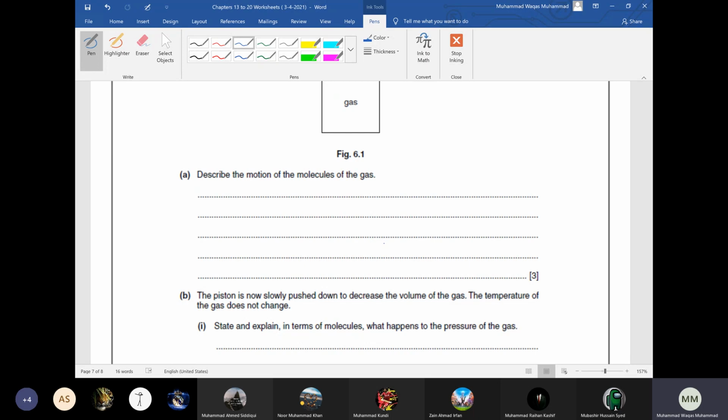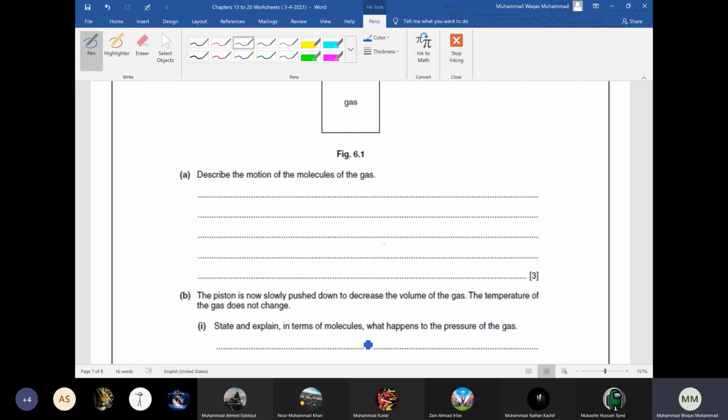If you remember the kinetic theory we studied in chapter number 17, gas molecules move randomly and at high speeds in different directions, or all directions. And what else do you know about how the molecules in the gas are moving? They collide with each other and with the walls of the container. Shabash.